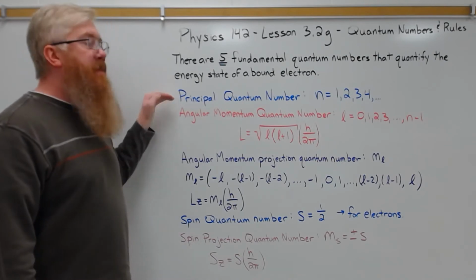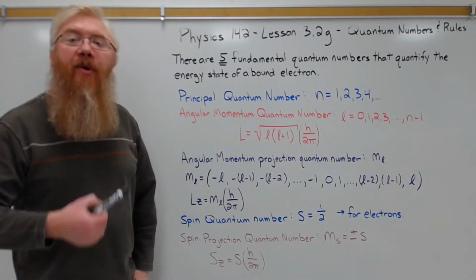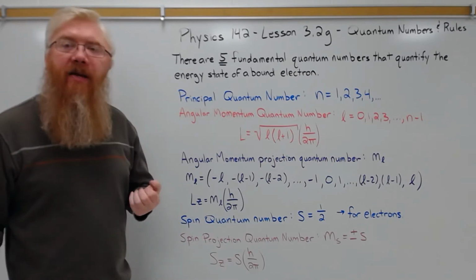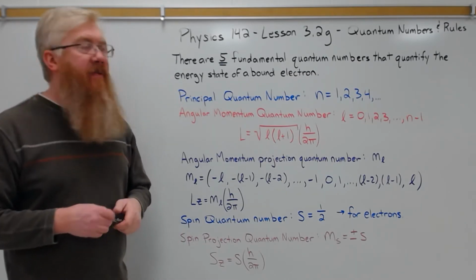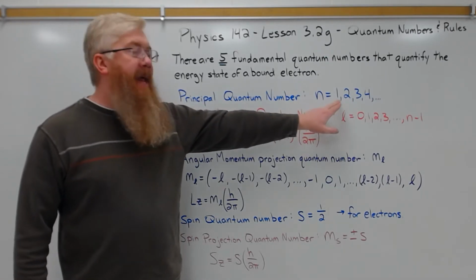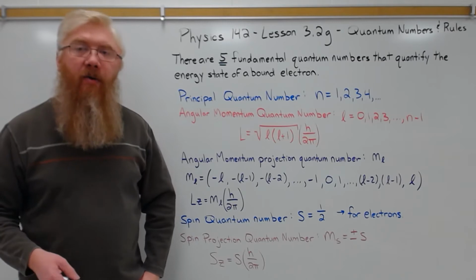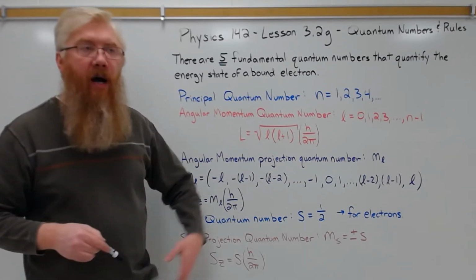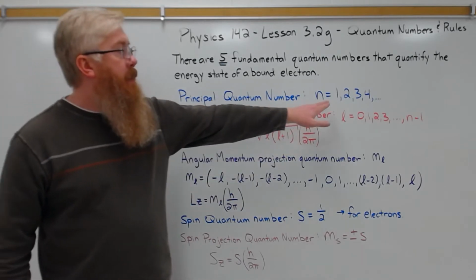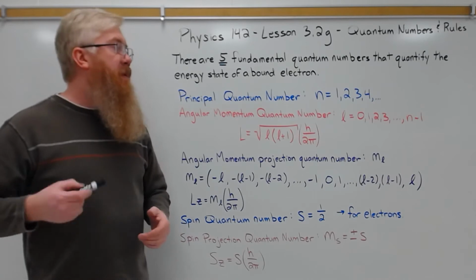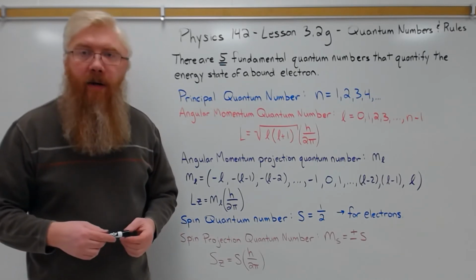And the first quantum number we've come across before, the principal quantum number. It most closely associates with the energy of the electron in the bound state of the atom. The principal quantum number, lowercase n, has to be some positive integer value. N equals 1, 2, 3, 4, etc., up to however big you need to go. N equals 1 is the ground state. N equals 2 is the first excited state. N equals 3 is the second excited state, and so on.